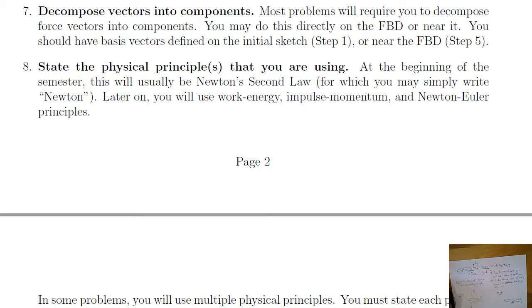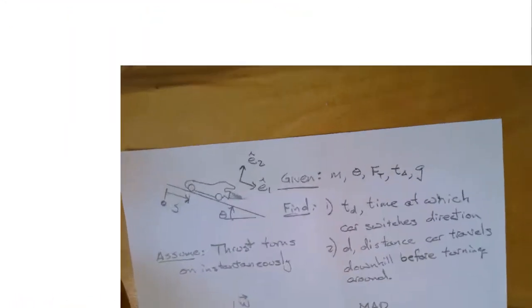Number 8 says, state the physical principle that we're going to use. Physical principle, what does that mean? Well, so far in this class, the only thing we've discussed is Newton's second law. As the semester continues, we'll use the work-energy principle, the impulse-momentum principle, and various conservation principles that come from those two principles. And we'll also use Newton-Euler. Many problems will actually switch between principles, so it's important to keep track of which principle we're using. Right now it's very simple, Newton's second law, but I want to state it explicitly.